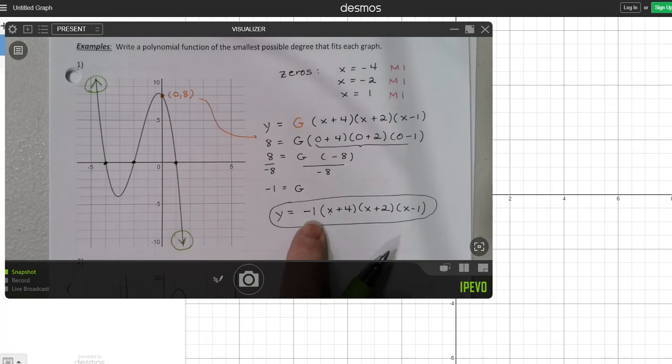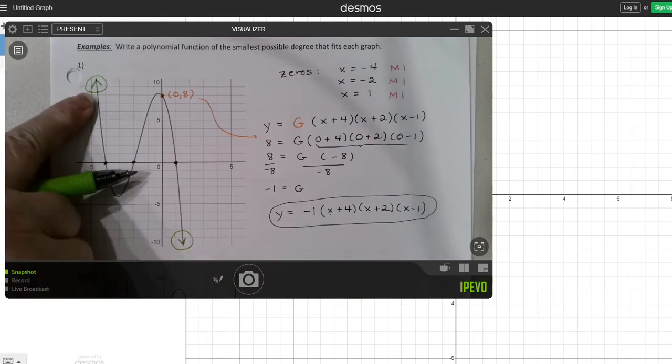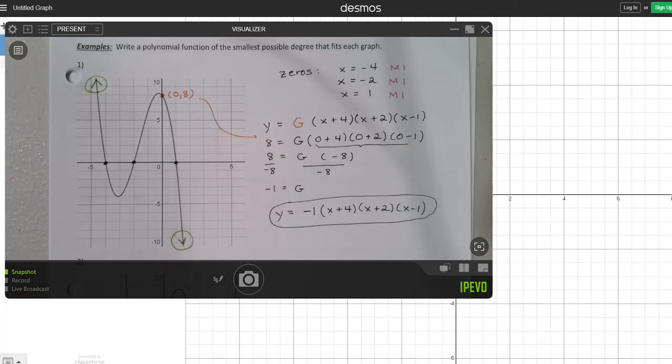So I knew this had been reflected. I knew this had been flipped because of the up on the left and down on the right. Exactly opposite of what I would have normally expected. Now, I didn't necessarily know it was -1. Could have been negative something else, so we still needed to go through that process, but just wanted to point that out. All right, let's try one more problem like this.